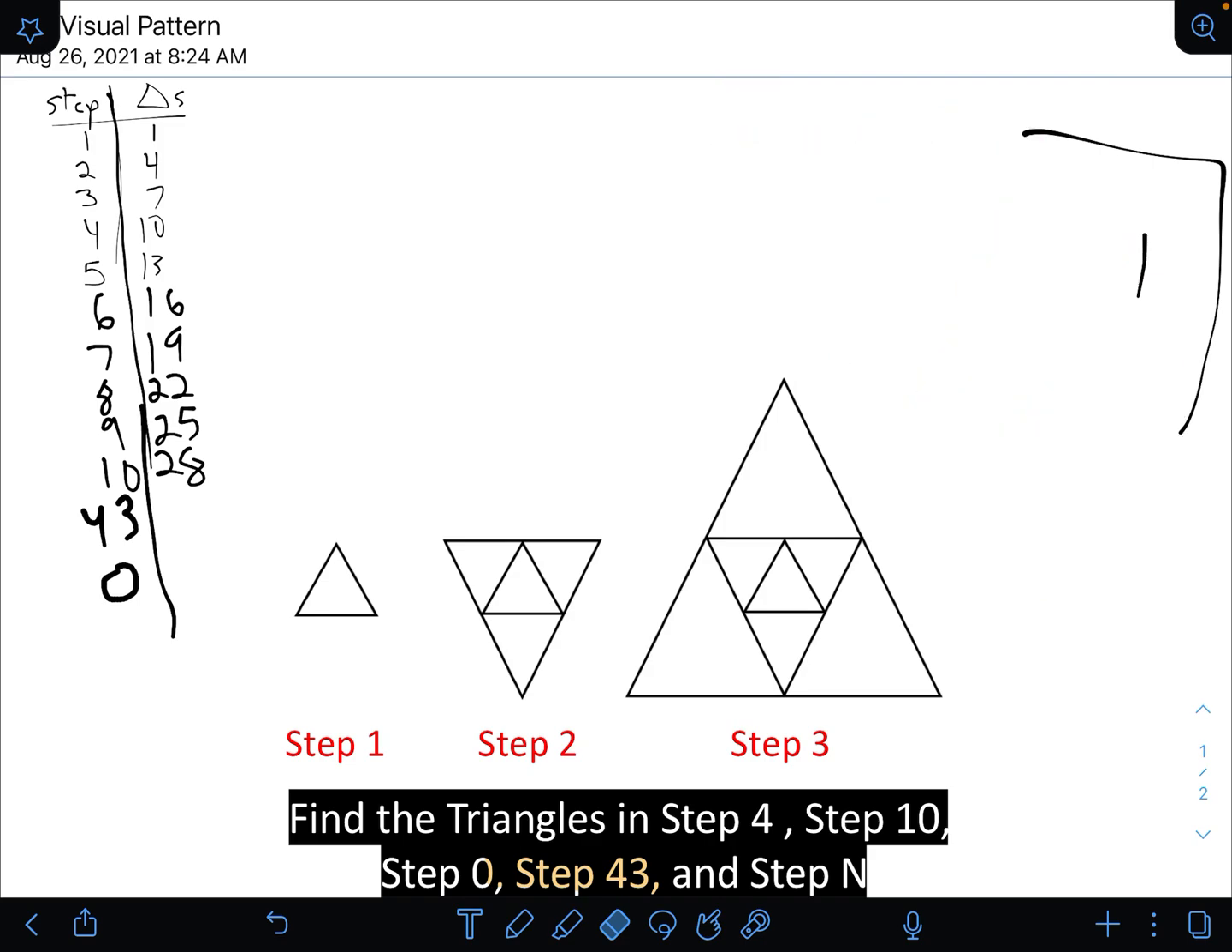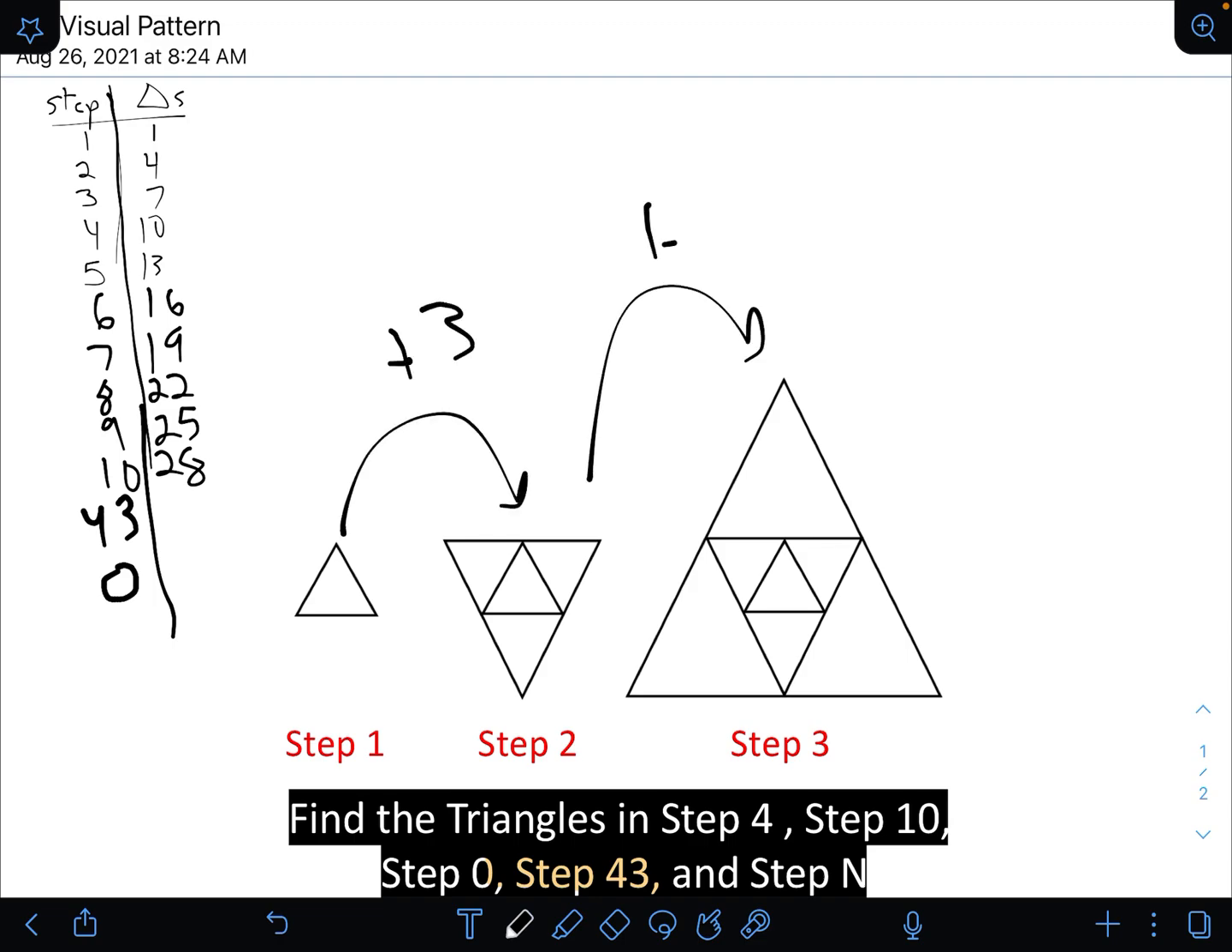So you can find out by looking at the pattern. We know step 1 to step 2, we essentially add 3. Step 2 to step 3, we add 3. Step 3 to step 4, we add 3.